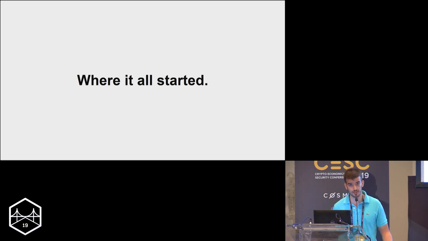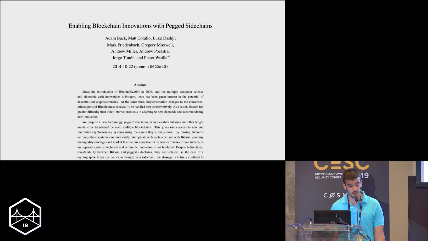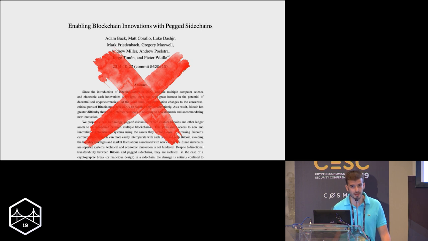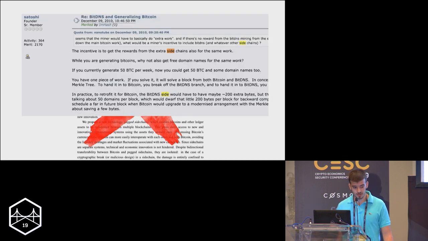Let's do a history lesson, because those who don't read history are doomed to repeat their mistakes. Firstly, we had this paper. Well, not exactly, because it turns out that for every idea that you see in a paper, there's a BitcoinTalk blog post from 2 or 3 or 5 years before it. The paper was actually a very good read for understanding the concept. But initially, Satoshi in 2010 wrote about the term sidechains. However, what he was actually referring to was merge mining, which was used for multiple altcoins back in the day.